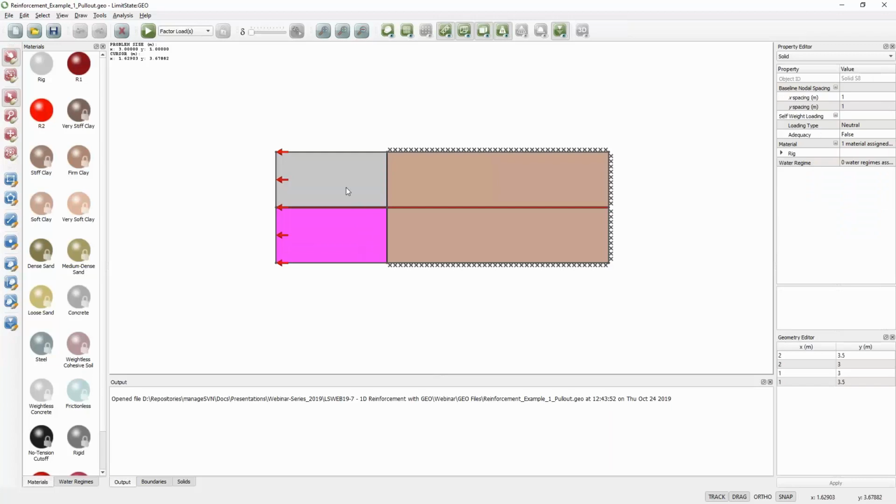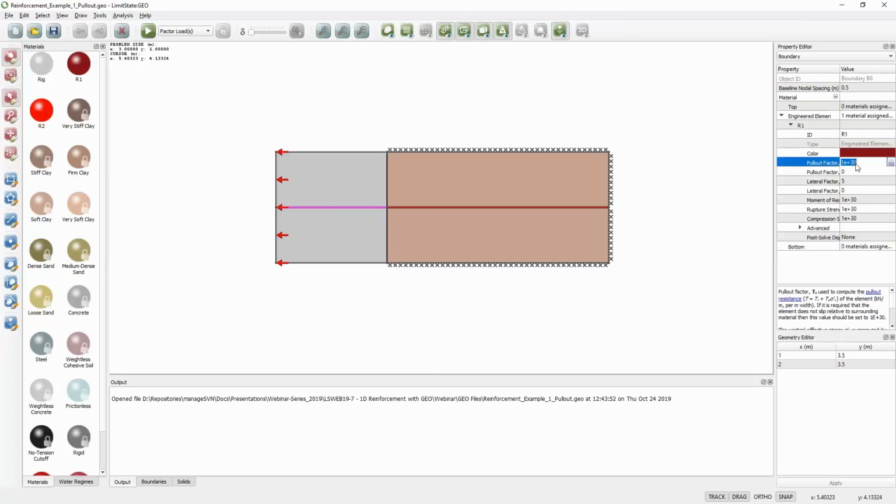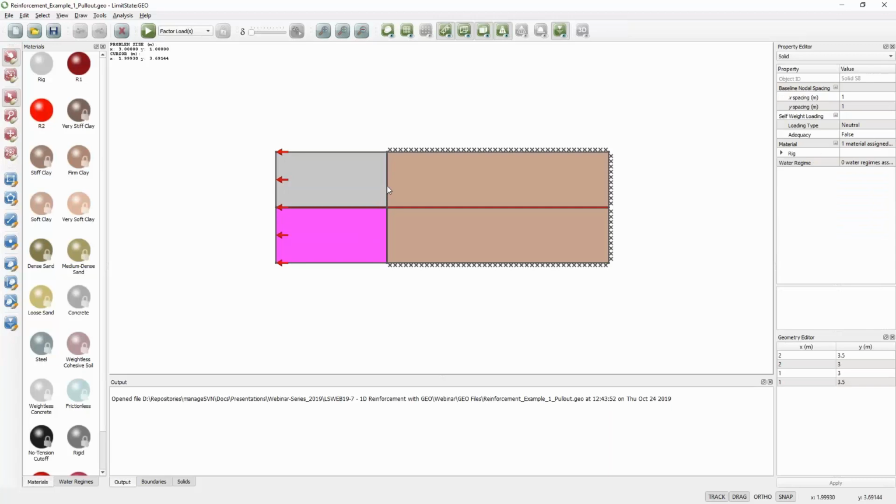In order to do that, I've just modeled a rigid block here. So these are fully rigid blocks to which I can apply a force, and I've embedded the reinforcement into that block. And I've got another block of reinforcement here, which has different properties, called R1. And here I've put the pull-out factor to be effectively infinity, so it is basically locked into this block here. And then I've put between the block and the soil another material called a no-tension cutoff material, which basically allows the two blocks to pull apart without any resisting tensile force.